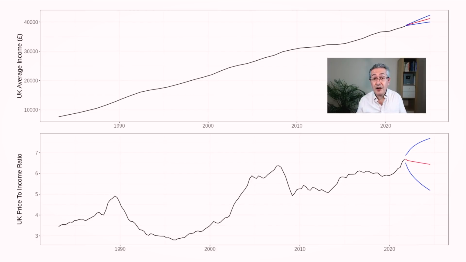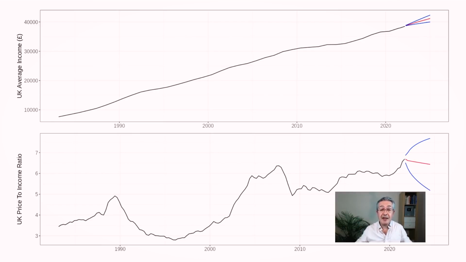Now let's look at the UK forecast. The way this forecast works is very simple. It just has two numbers. The first one is the average income. So we simply extrapolate that based on the trends in the past. And what we do is we have a central case, that's the red line, and we have a worst case, which is the blue line, and a best case, which is also blue line, which is above the trend.